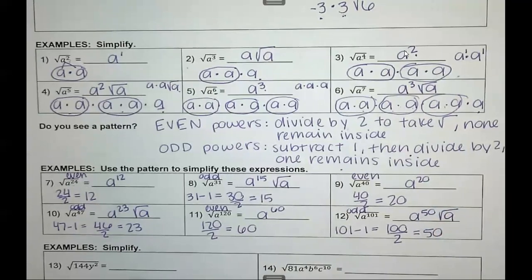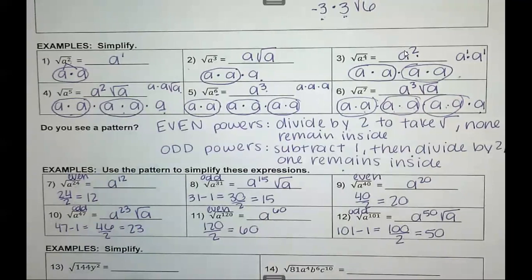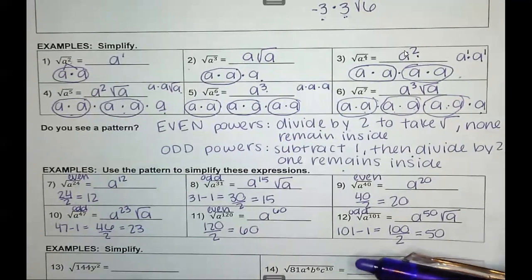So these two rules came in handy when we had exponents that were so big. We would not want to write out a times itself 120 times and then try and circle all the pairs, right? That would take forever. So that's why we're going to use these two rules for our variables under the square root.